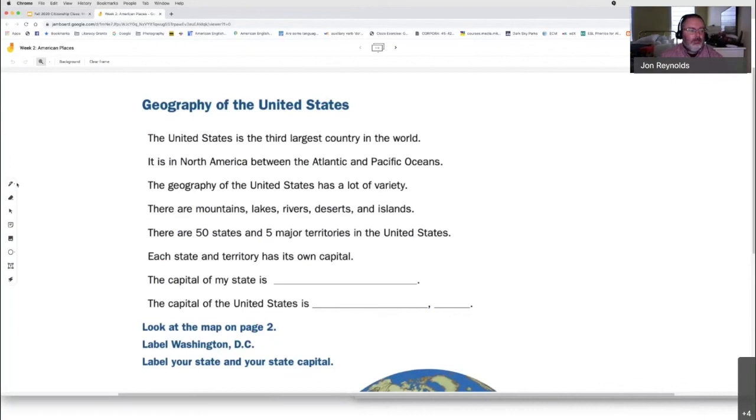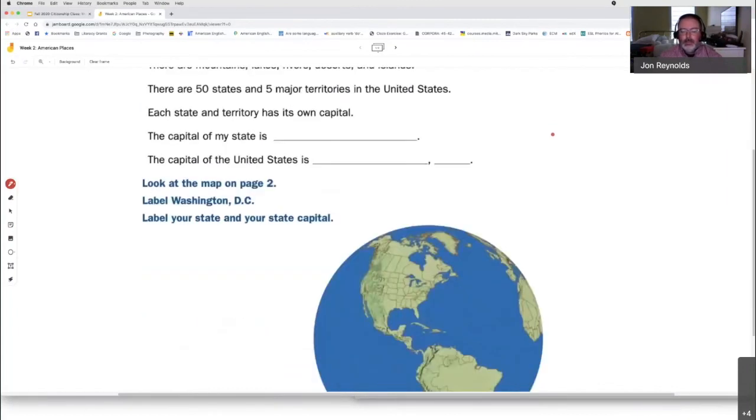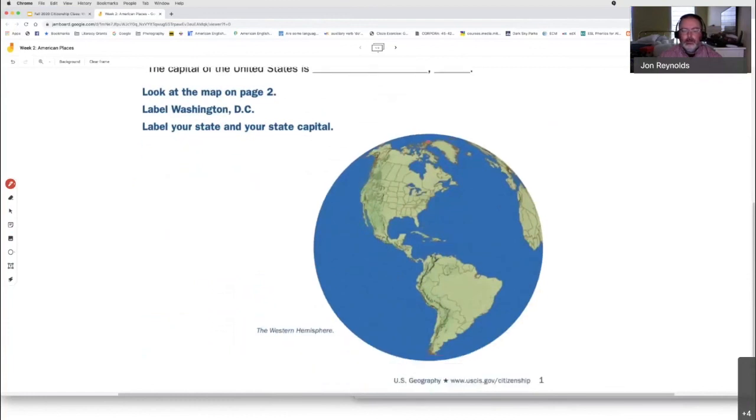All right, now first off, here's something interesting. The United States is the third largest country in the world. So we have a very big population and a very big size as well, but we are the third largest in the world. Now it is in North America. So everyone, North America, as you see here on the globe, this is North America. So North America includes the United States. Okay, so there's the United States there.